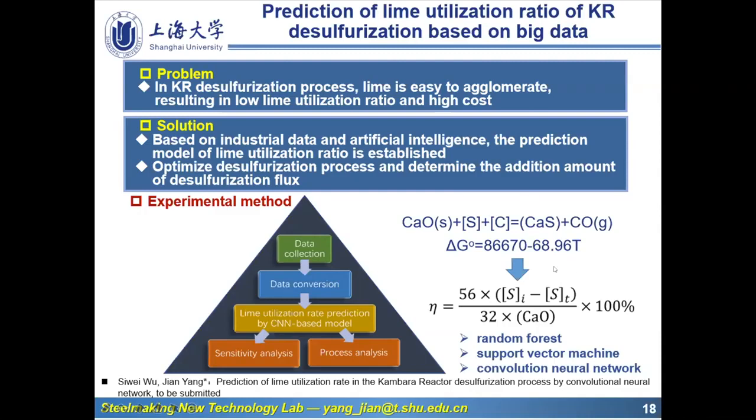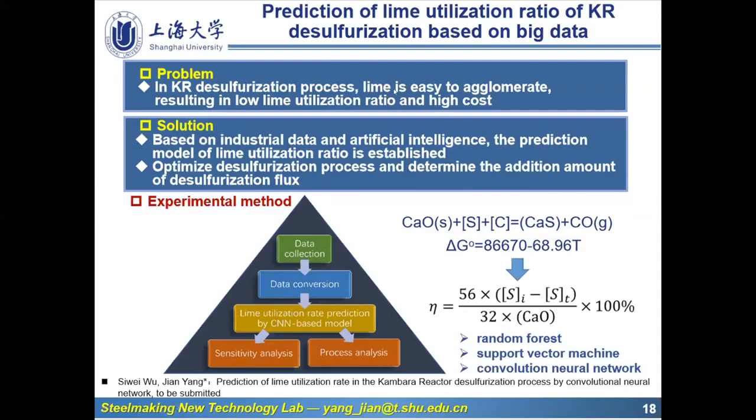So in the desulfurization with lime, here is the reaction. The calcium oxide plus the sulfur plus carbon produces the calcium sulfide and the carbon oxide. So we use 3 models, and one is a random forest. The second one is a support vector machine. The third one is a convolution neural network.